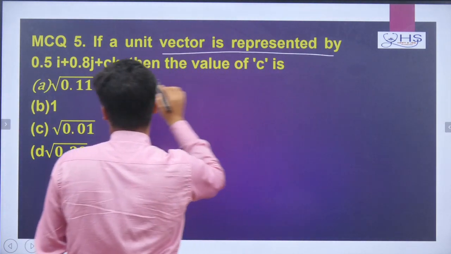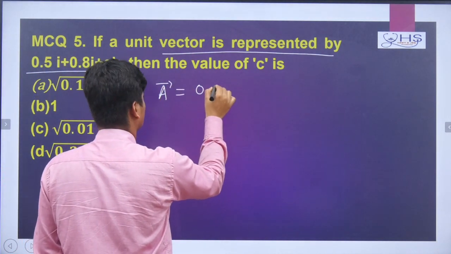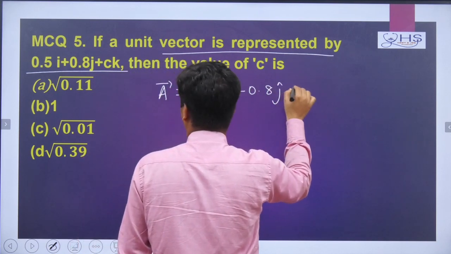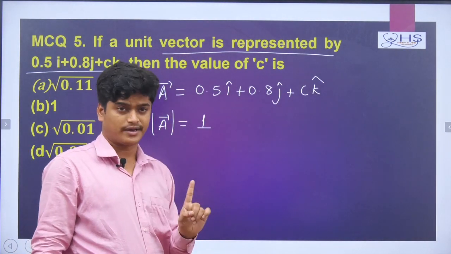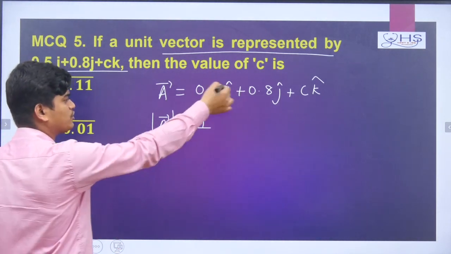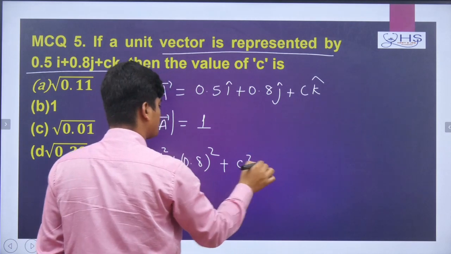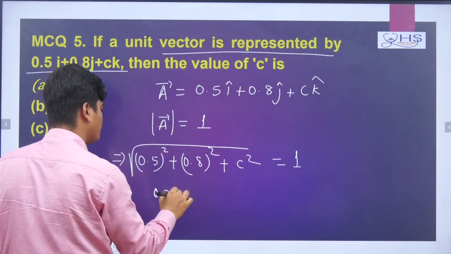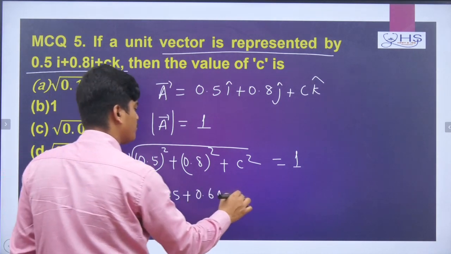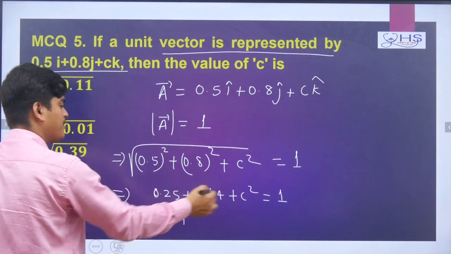If a unit vector is represented by 0.5i plus 0.8j plus ck, then the value of c is how much? Now see, suppose we take this A vector as 0.5i plus 0.8j plus ck. They are telling us this vector is a unit vector. What is the property of a unit vector? According to the definition, its magnitude should be 1. So put this magnitude equal to 1. The square root of 0.5 square plus 0.8 square plus c square equals 1. Now take the square on both sides. 0.5 square is 0.25, 0.8 square is 0.64, plus c square equals 1 square, which is 1. Now if you add these, 0.25 plus 0.64, it will be 0.89.